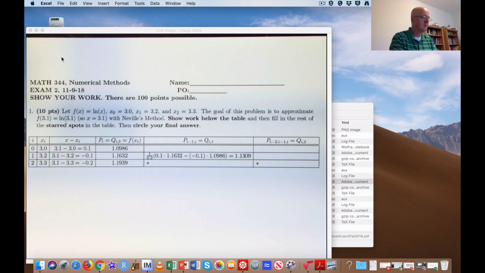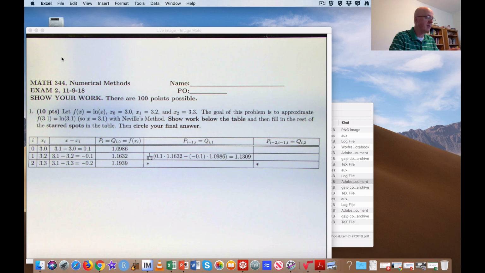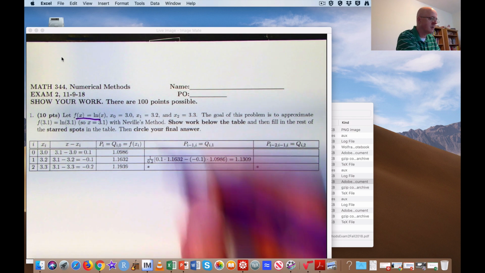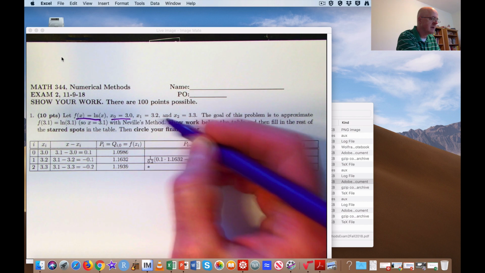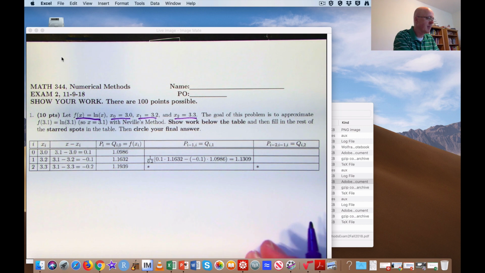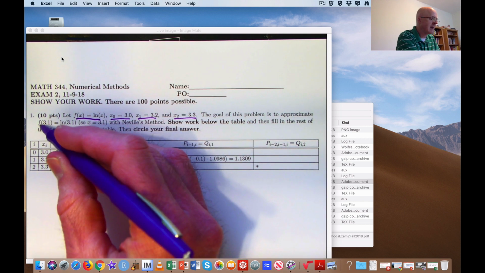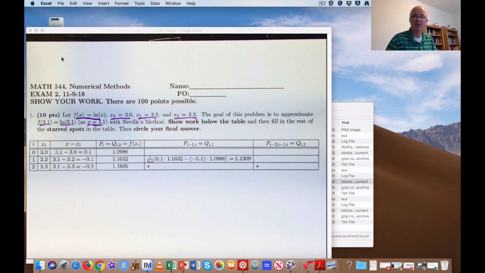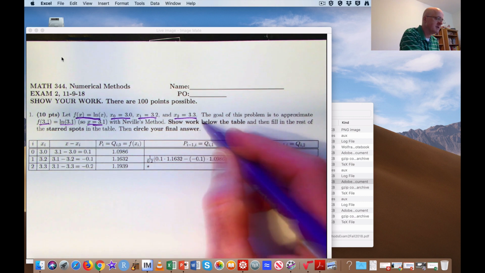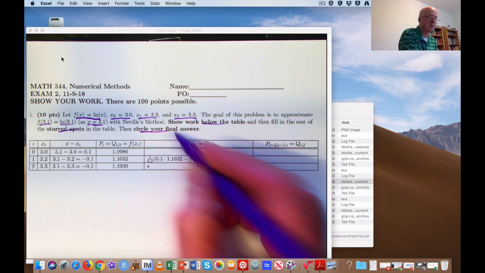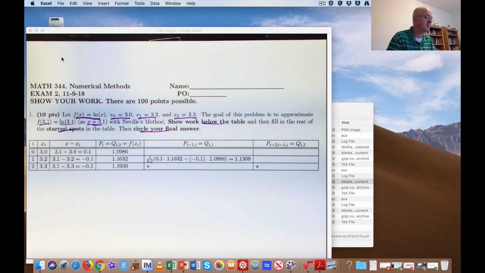This problem right here. You can see that the underlying function is the natural log function, ln of x. Our nodes are x0 equals 3, x1 equals 3.2, and x2 equals 3.3, so not equally spaced. And we're interested in approximating f of 3.1, natural log of 3.1, so the x that we plug in to Neville's method is 3.1.